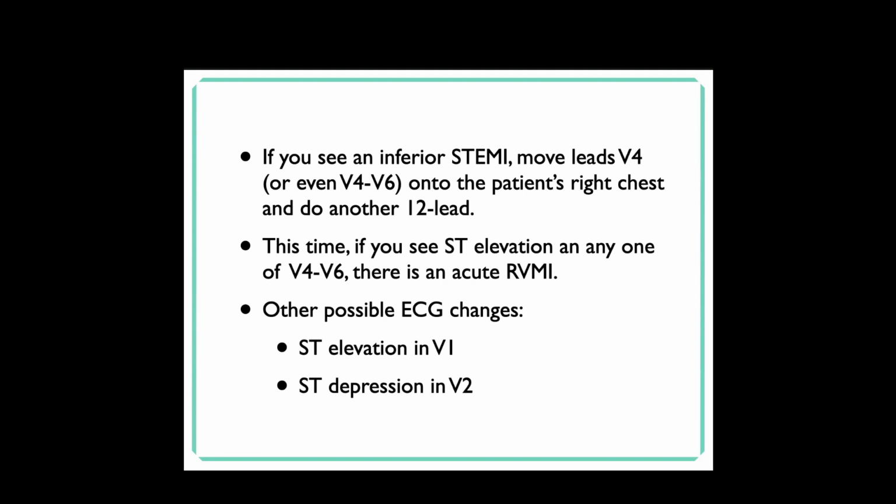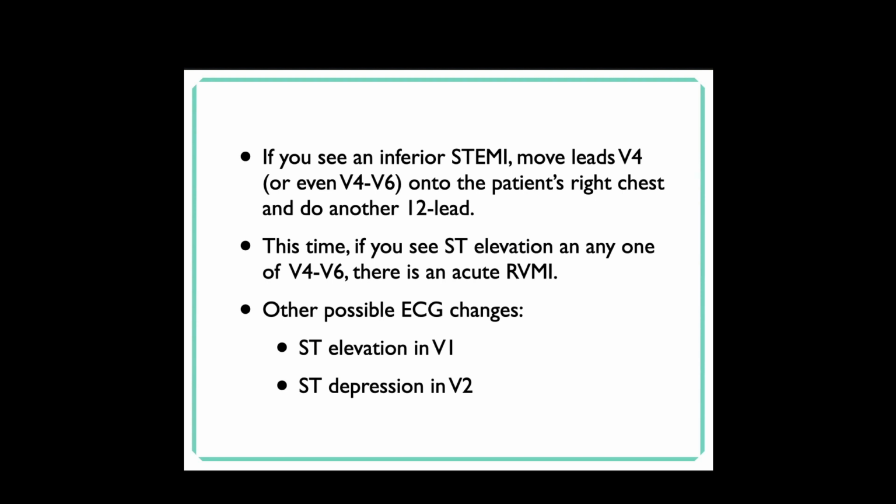And then what you're looking for is ST elevation. So if you've got the inferior STEMI and then ST elevation in V4, or V4 through V6, you've got a right-sided STEMI. Okay, does that all make sense to people? Now, when you're looking at a regular 12 lead, not one where you've moved the leads aside, but just a regular plain old 12 lead, there are some things that can tell you maybe there's a right-sided MI. The first one, of course, is inferior STEMI.